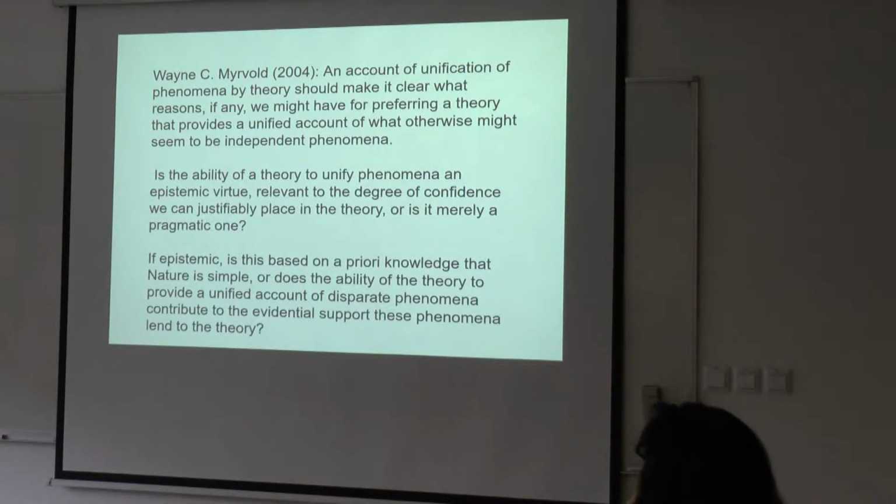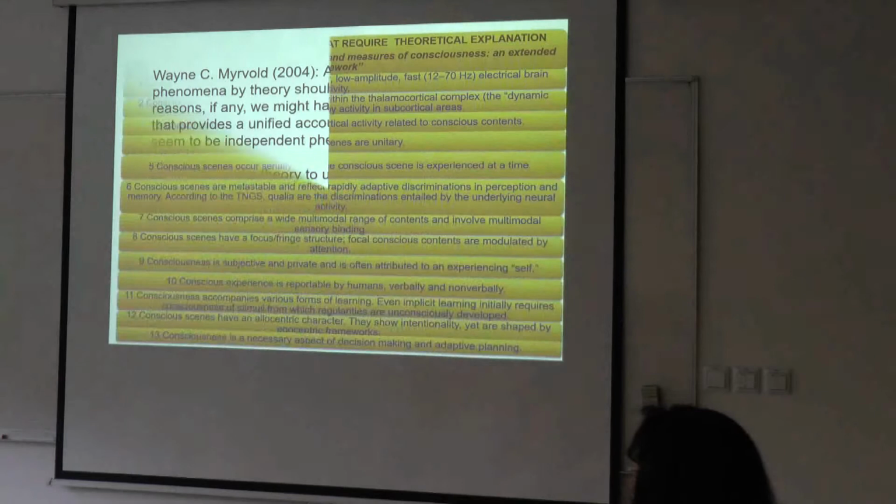Here I still reflect upon the unification of phenomena. Here Myrvold says something which is very important, I think: is the ability of a theory to unify phenomena an epistemic virtue relevant to the degree of confidence we can justifiably place in the theory, or is it merely a pragmatic one? If epistemic, is this based on a priori knowledge that nature is simple or oversimple? Or does the ability of the theory to provide a unified account of disparate phenomena contribute to the evidential support these phenomena lend to the theory?